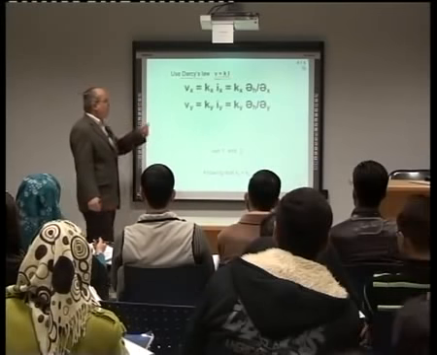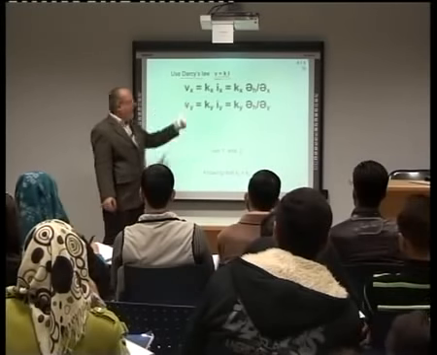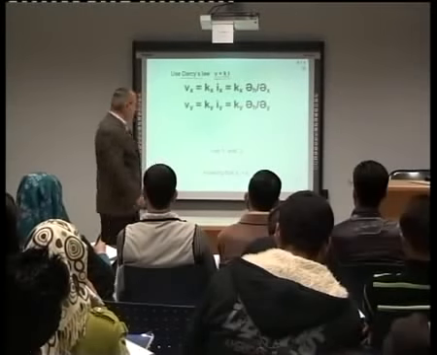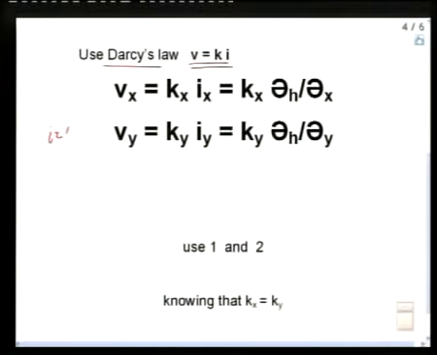I will say that velocity in the x direction equals k in the x direction multiplied by i in the x direction. And v in the y direction equals k in the y direction multiplied by i in the y direction. What is i in the x direction? i is the hydraulic gradient, right? Remember, i equals delta H over L, which means the difference in level divided by L.